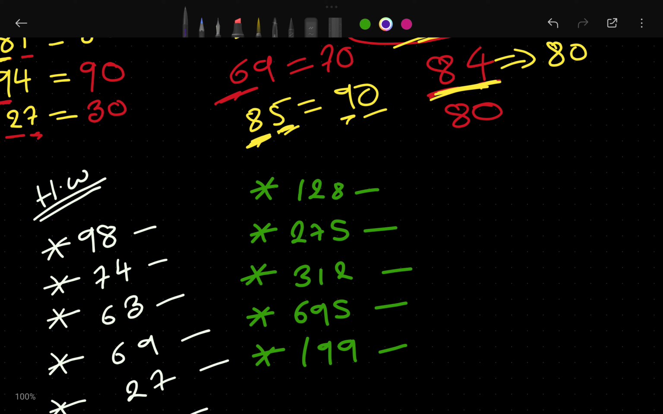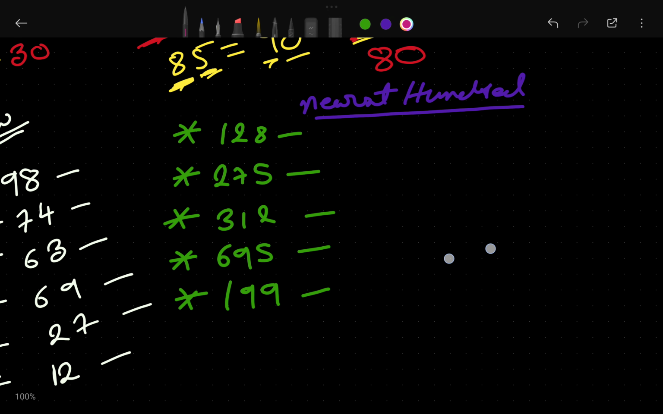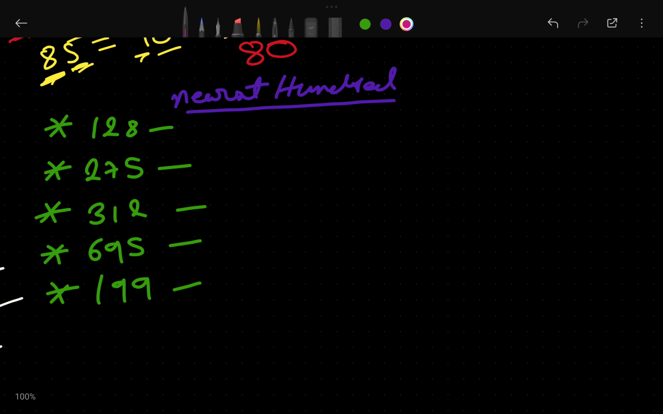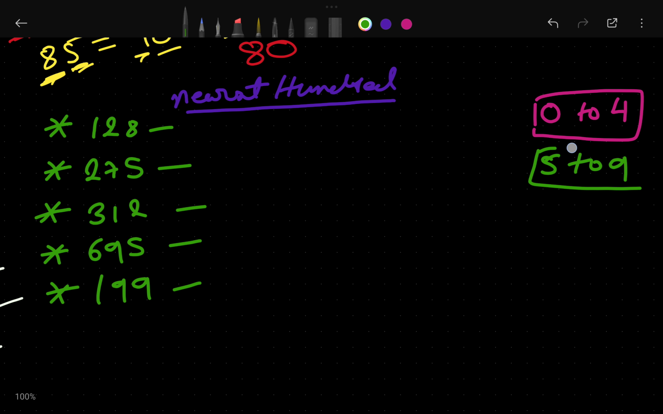Now we have to find the nearest 100. You know 100 is spelled HUNDRED. We have to find the nearest 100 digit here. So how will we find the nearest 100? Well, dear students, we already know, if I take the slide here, there is one condition: anything from 0 to 4, or the second condition: any number from 5 to 9. This is our second condition.